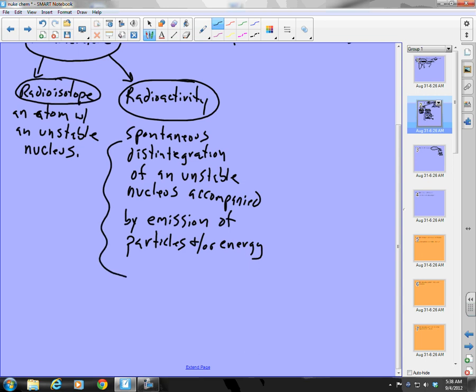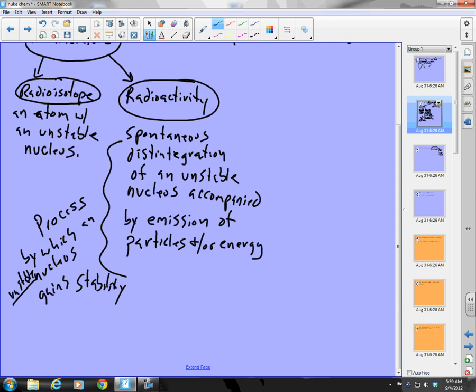Good. Spontaneous disintegration of an unstable nucleus accompanied by emission of particles and or energy. Now here's the cool thing about this. What is this really? This is a process, right? It's a process by which a nucleus, and what kind of nucleus? A radioisotope, we could say, right? By which an unstable nucleus gains what? Well, it's unstable, so it goes through a process, and what do we expect to happen after it goes through it? If it's unstable, after the process we feel that it should gain stability. Now, it doesn't mean it gains complete stability. A radioisotope might go through the process of radioactivity and gain some stability, and then later go through more radioactivity and gain additional stability.